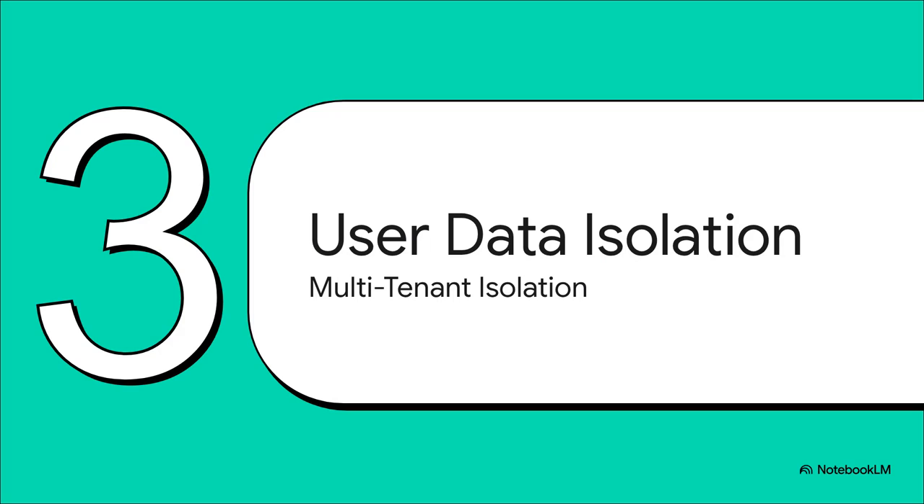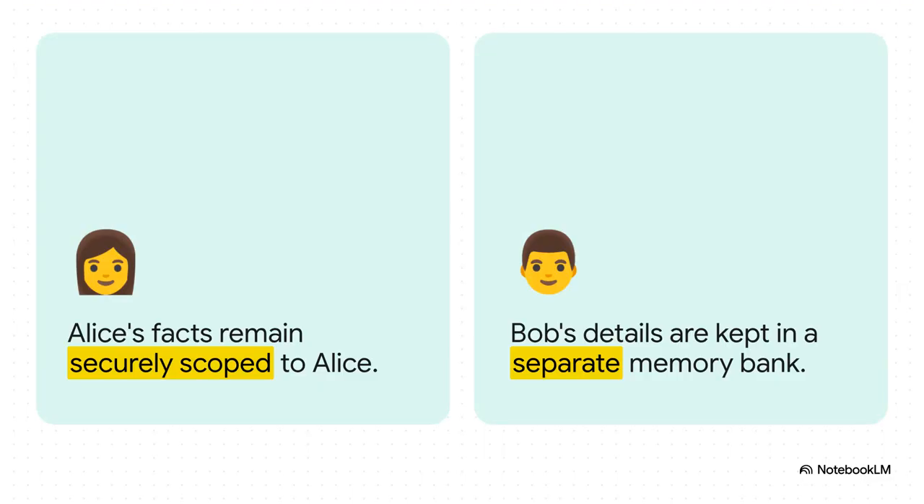All right, let's get into section three, multi-user data isolation. Now, remembering things is great and all, but crossing the streams and leaking one user's data to another, yeah, that is a massive security and privacy failure in any production environment. Luckily, Memori handles this beautifully through multi-tenant isolation. And this brilliantly illustrates the concept. Imagine Alice shares some personal facts with your app. Memori securely scopes that data exclusively to Alice's identity.